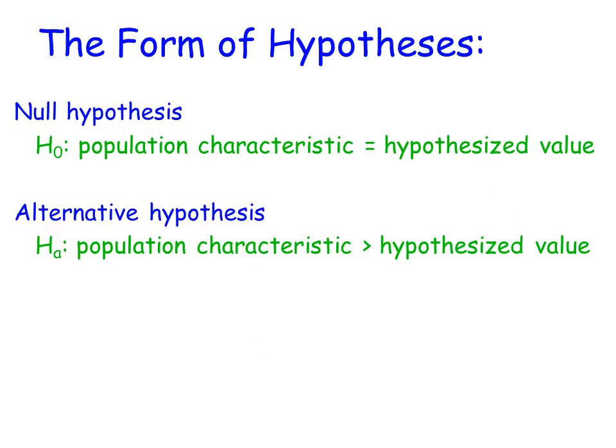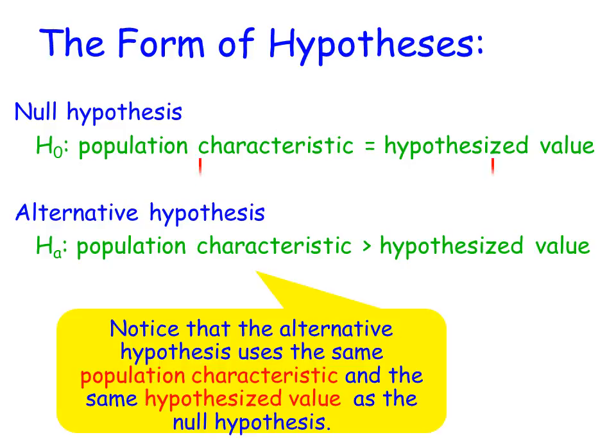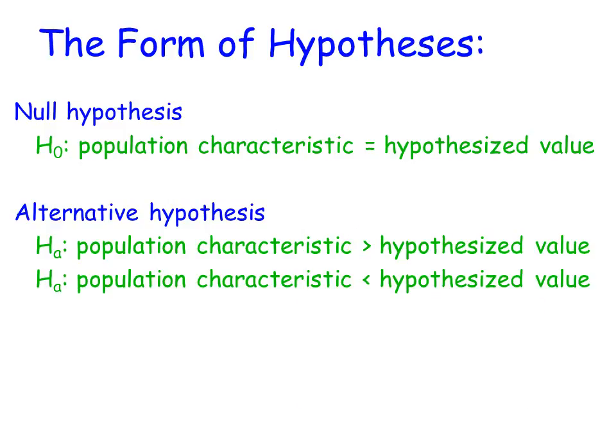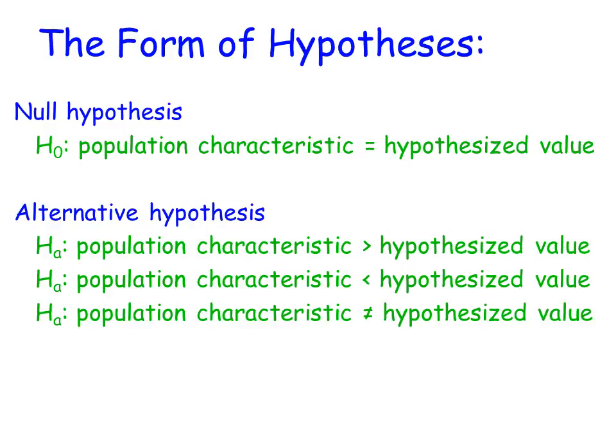Our alternative hypothesis looks like this. We have the population characteristic, the same exact symbol we used in our null hypothesis, but it could be greater than the hypothesized value. So notice these two symbols are the same, and the hypothesized value is also going to be the same. Whether it's going to be greater than or less than is determined by the context of the problem. Our alternative is that our population characteristic is less than the hypothesized value. Or lastly, we may not know which direction, and so we just say not equal to.